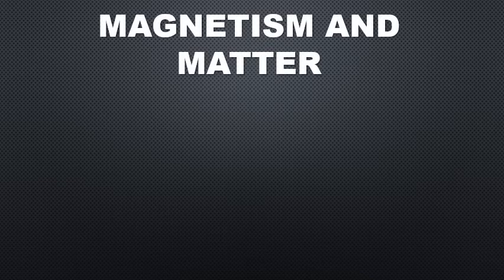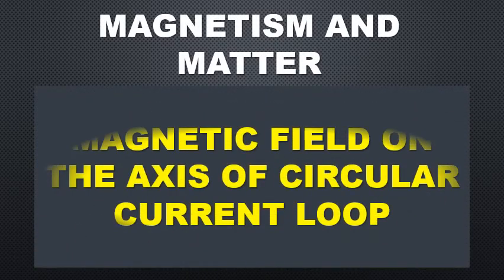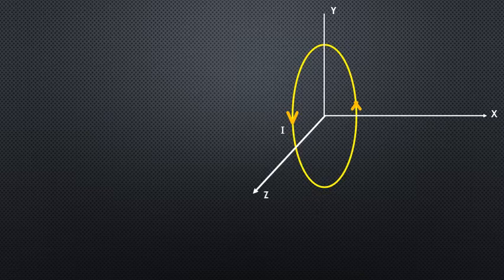Magnetism and matter. Magnetic field on the axis of a circular current loop. So here we are going to derive the expression for magnetic field on the axis of a circular current carrying loop. We take a circular loop through which a current I is flowing, and the direction of current is shown here. Now the loop is placed in such a way that it is in the YZ plane as shown in the figure.